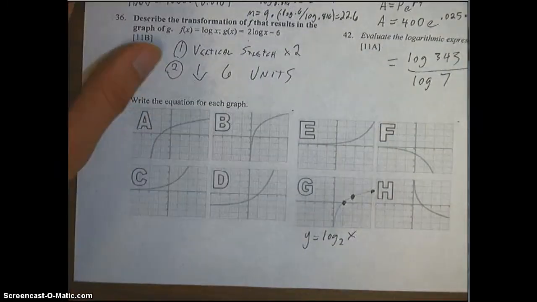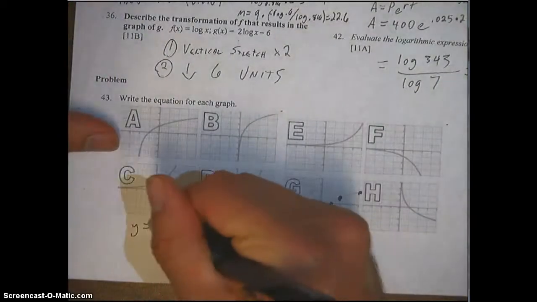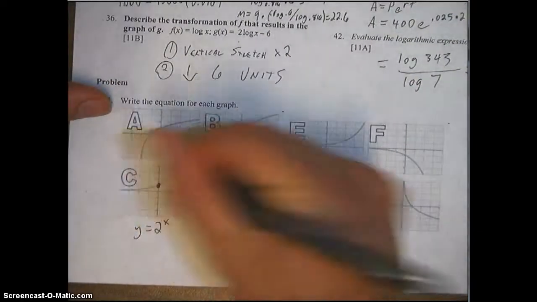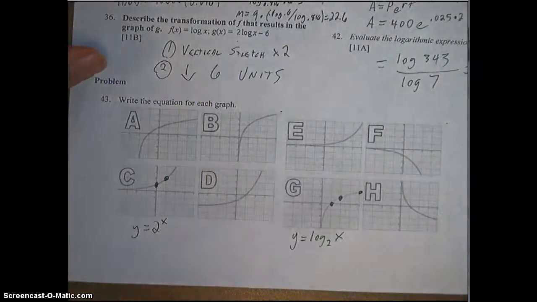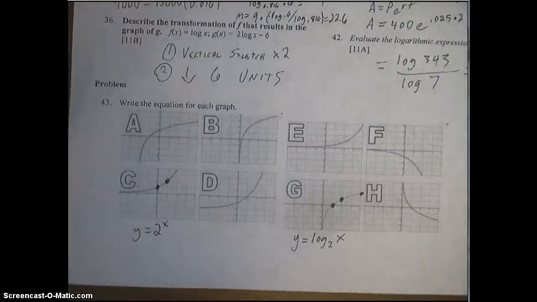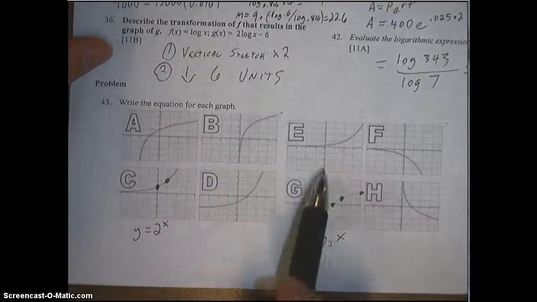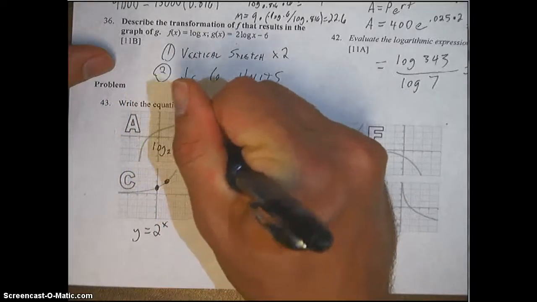Now I'm not going to do all of these for you because I'm out of time, but I will identify the next parent function is y equals 2 to the power of x. And I know that because I've got this point, the y-intercept 0, 1, and the point 1, 2. Now you can figure out the rest of these just by doing transformations of that parent function. So like this one is the same as that, it's just been shifted to the left 2. So this is just log base 2 of x plus 2.